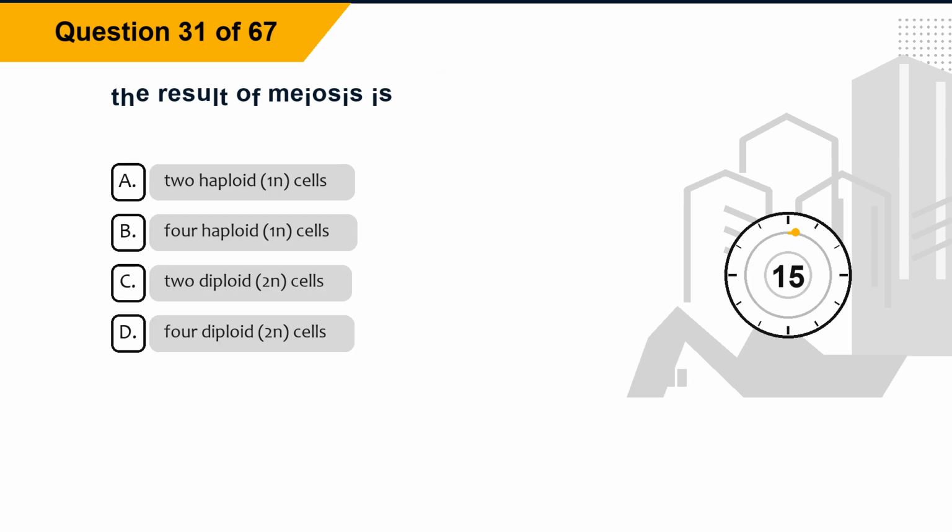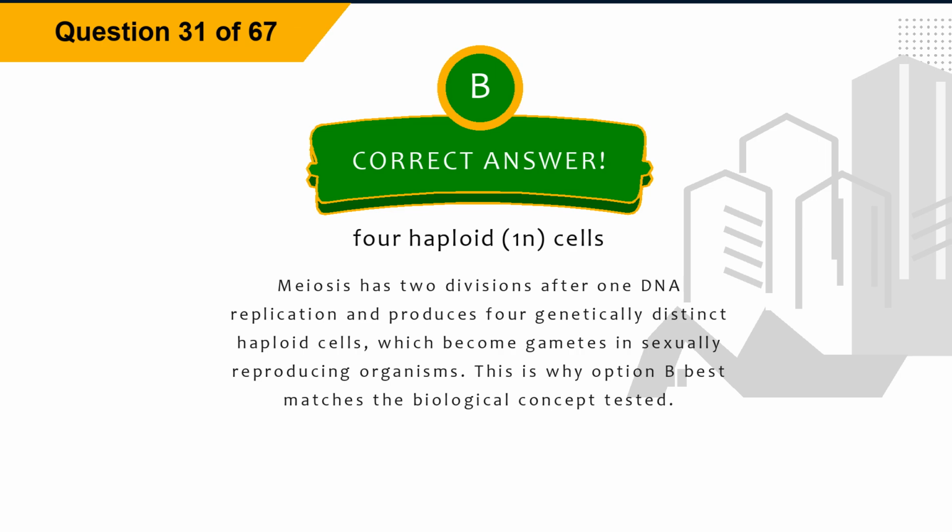Question 31. The result of meiosis is option A, 2 haploid, 1N, cells. Option B, 4 haploid, 1N, cells. Option C, 2 diploid, 2N, cells. Option D, 4 diploid, 2N, cells. The correct answer is option B, 4 haploid, 1N, cells.